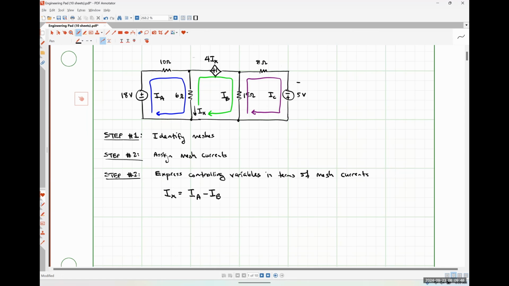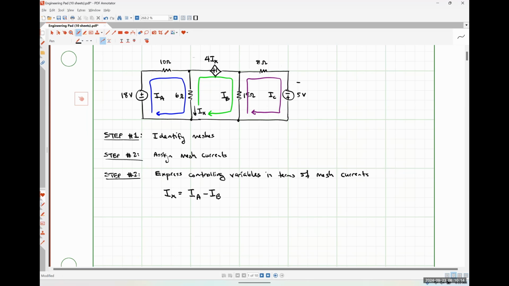Now, I chose to put all of my mesh currents as flowing in a clockwise direction, okay? You don't have to make that same choice. You could choose all of them flowing clockwise, all of them flowing counterclockwise, some of them flowing clockwise and some of them flowing counterclockwise. Whatever makes sense to you is perfectly acceptable.